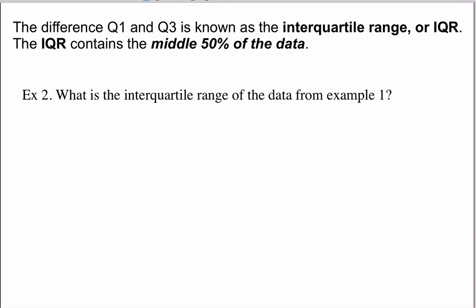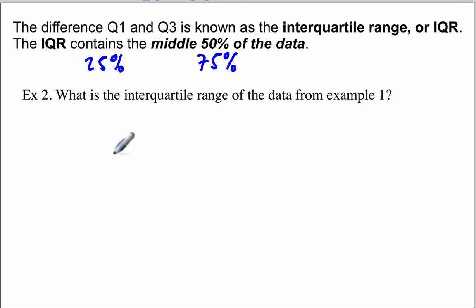So what I'd like you to do now is take a look at the interquartile range. The interquartile range is the difference between Q1 and Q3. And this contains the middle 50% of the data because it goes from the 25th percentile up to the 75th percentile. And so the data that's not included in the interquartile range would be the top 25% and the bottom 25%.